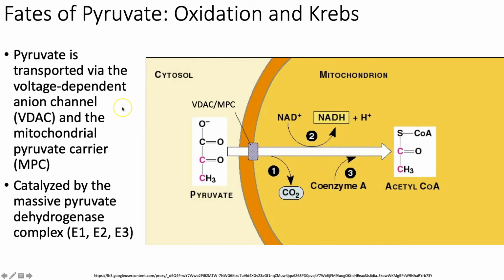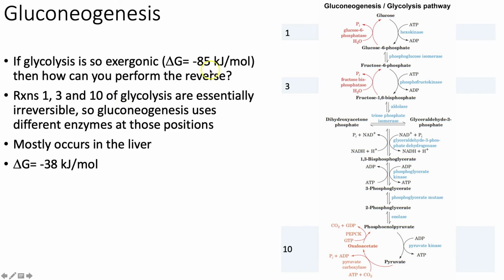You get variable numbers. I'm so sorry. You get different numbers. So earlier I had like minus 100 kilojoules per mole. This one's minus 85. It just kind of depends on what's going on or what kind of cell you're in. It doesn't really matter. It's a really, really big negative exergonic reaction. So how in the world can you go the other direction?